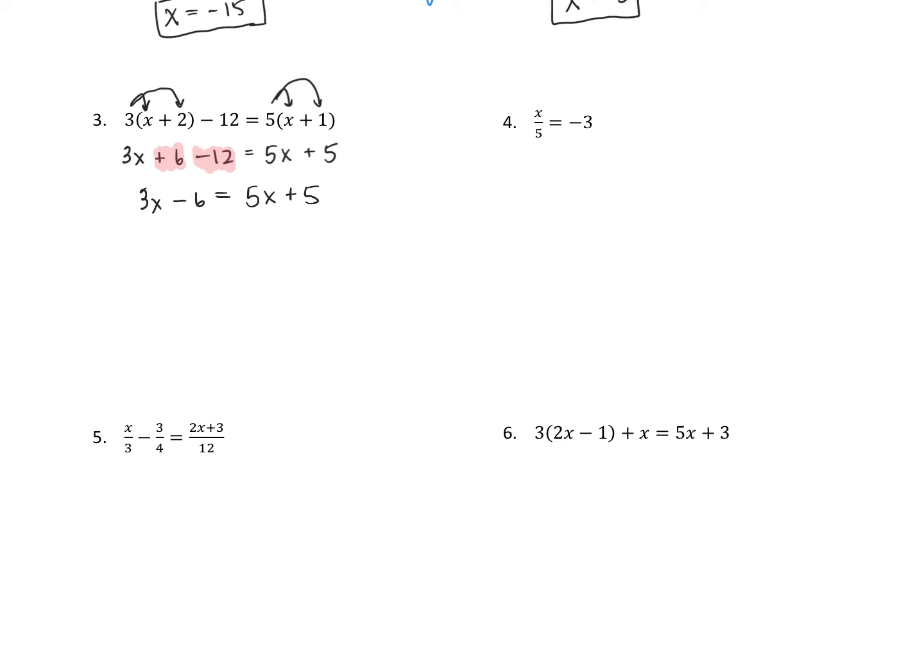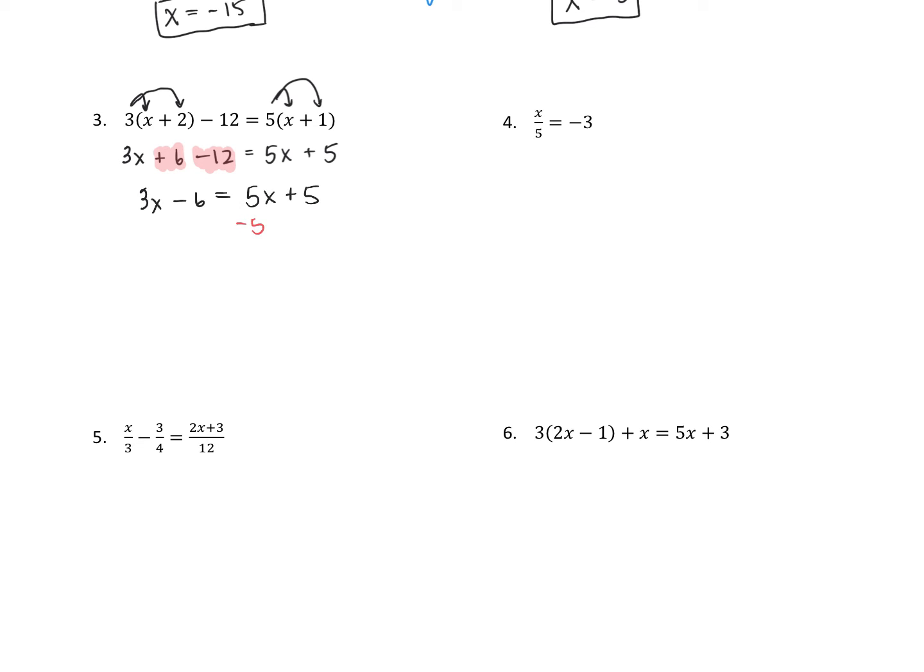Once you combine the like terms on each side of the equal sign separately, now is your time to start bringing things across the equal sign. Notice we have more than one x. So in this case, we need to move our x's to one side and the constants, which are the numbers without a variable, to the other side. So I'm going to move my x's to the left. That's just what I usually do. You could move it to the right.